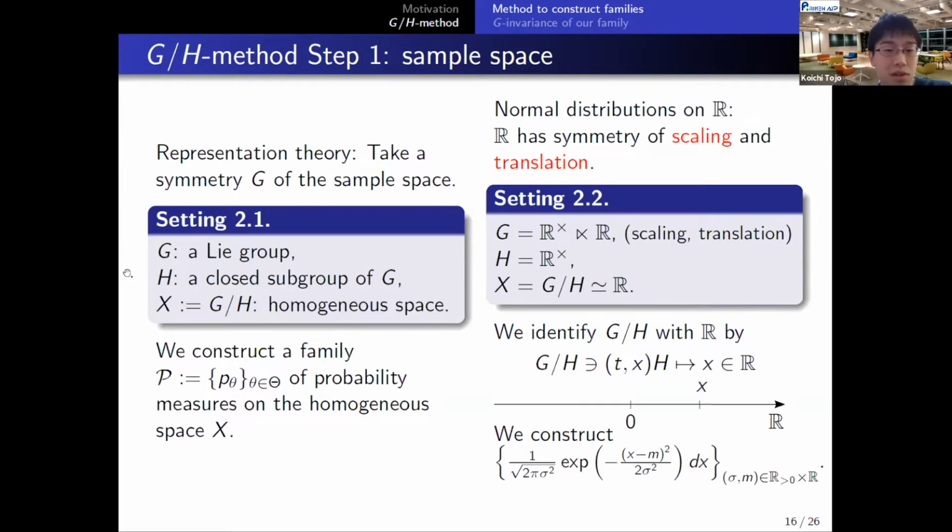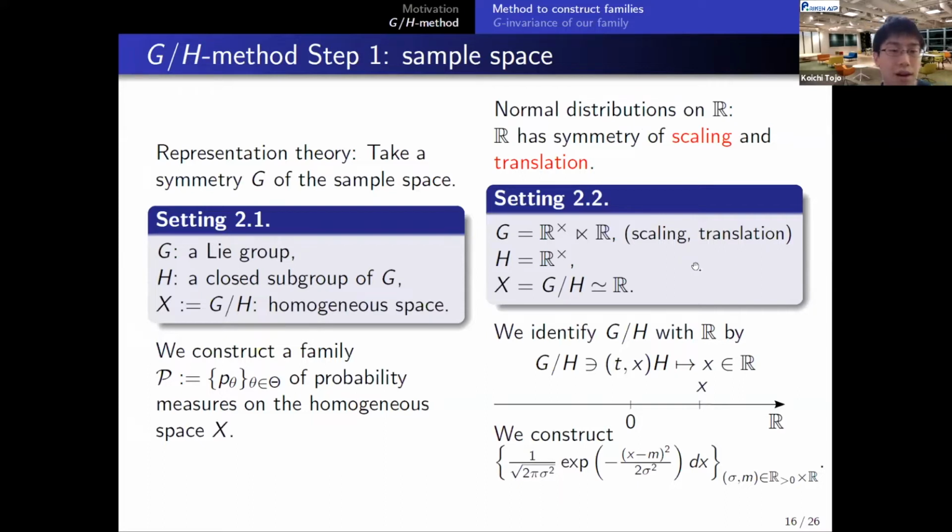On the representation theory side, we take a Lie group G, which describes the symmetry, a closed subgroup H of G, and the homogeneous space G mod H, denoted by X here. On the normal distribution side, R has a symmetry of scaling and translation. So we take the corresponding semi-direct product group G, and its closed subgroup H like this. Here, the first component represents scaling, and the second component represents translation.